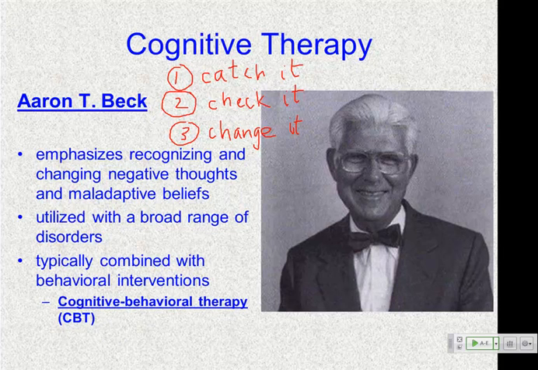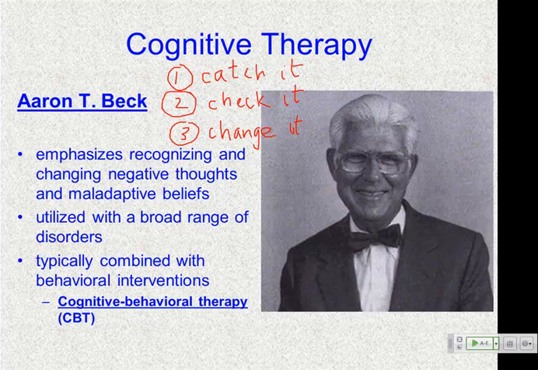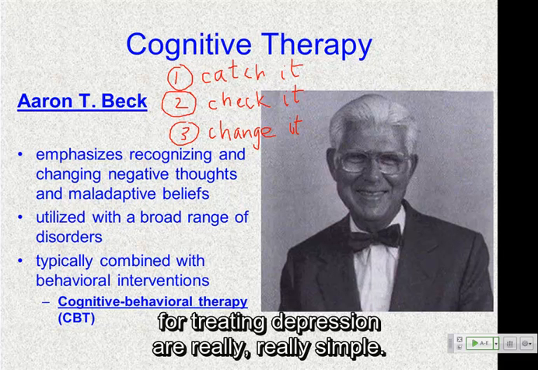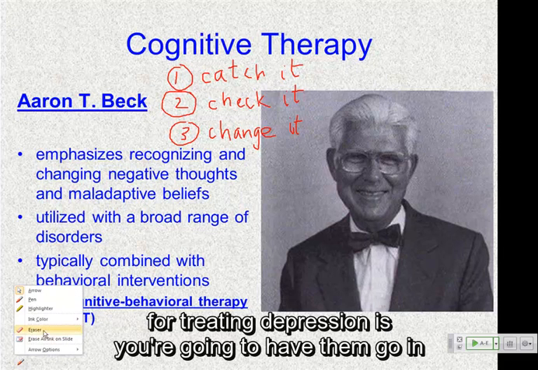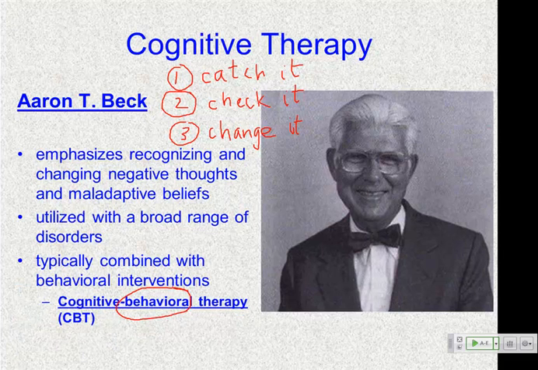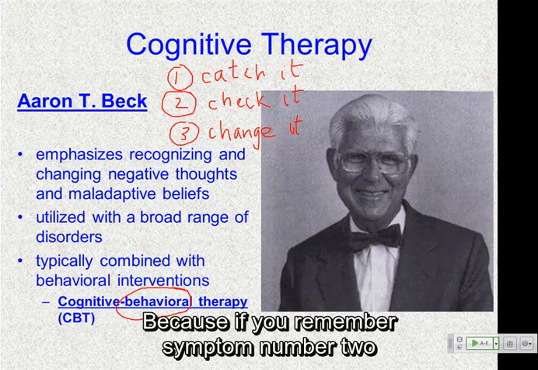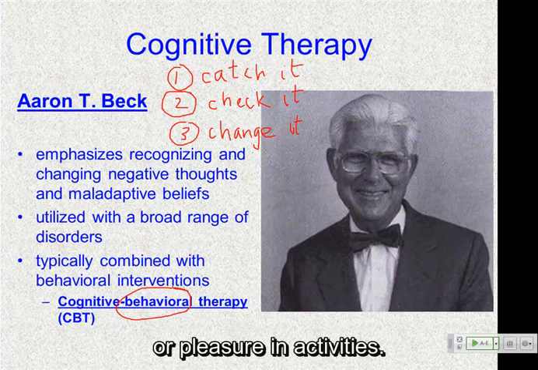alluded to before. Okay? What's CBT? Cognitive behavioral therapy. So behavioral elements for treating depression are really, really simple. All you're going to do with the behavioral piece for treating depression is you're going to have them go in and plan out and do pleasant activities. Because if you remember symptom number 2 on the symptom checklist, it was a diminished interest in or pleasure in activities. They stop doing fun things.